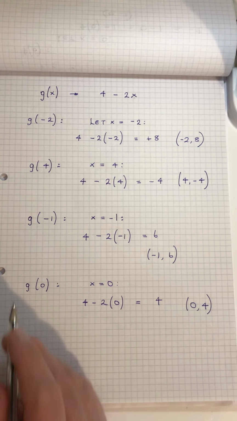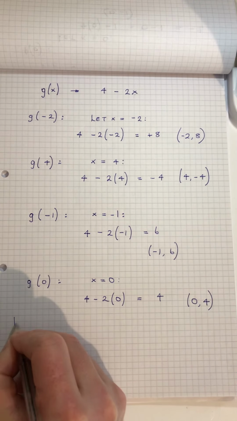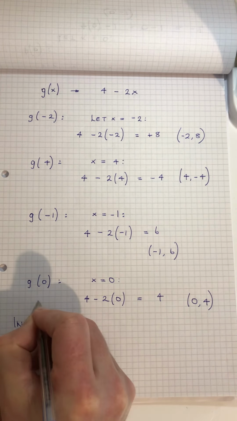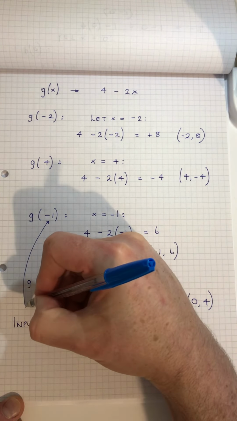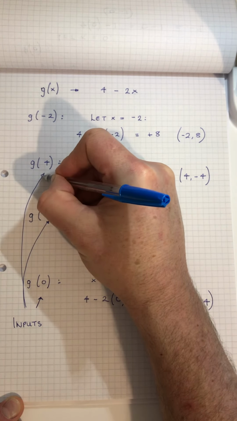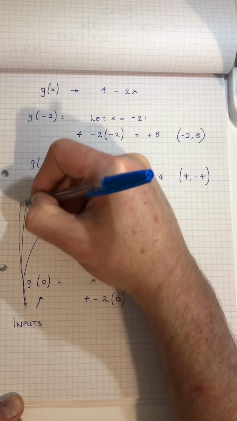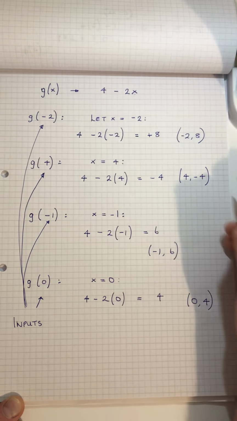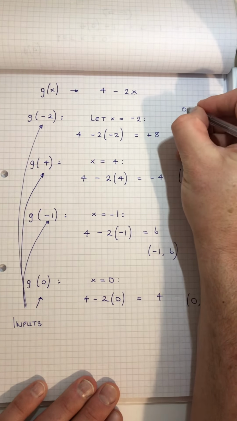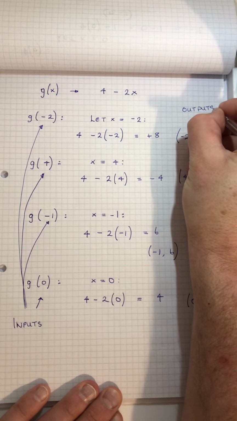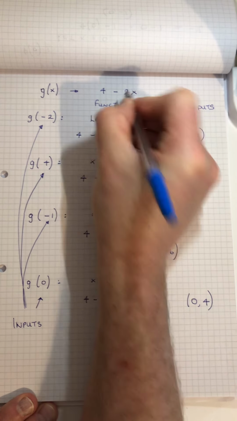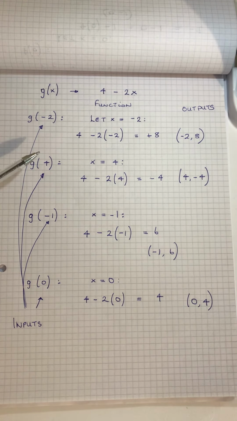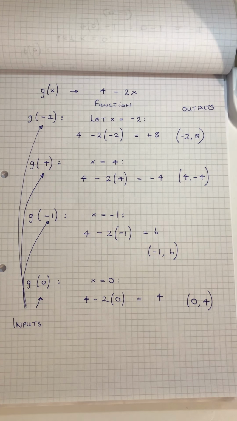Okay, so these are called our inputs. Inputs are what we put in. They're all our inputs. Everything that goes in is an input. And everything that comes out is called outputs. This is our function. Okay, so what we put into the function and what we get out. Okay, that's just explaining these functions for you.